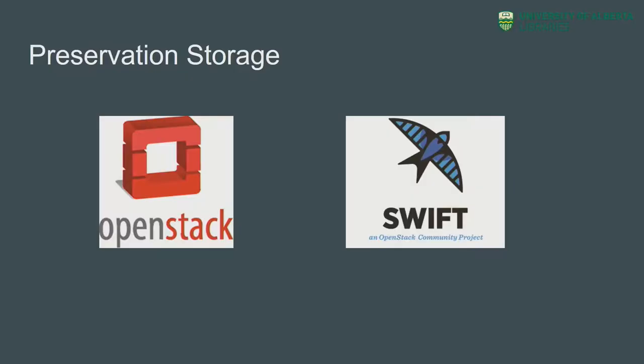OpenStack Swift, many of you may have already heard of and used, is an open source and freely available project, part of the OpenStack project. It's a highly available, distributed, and eventually consistent object store. It has built-in replication, eventual consistency, fixity checks, versioning, internal audit, quarantine, and corrects, all of which play a very important role in ensuring the integrity of the preserved objects. So we have adopted OpenStack Swift at UofA since 2013.